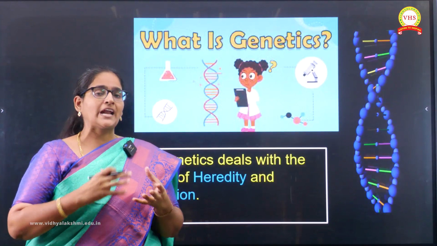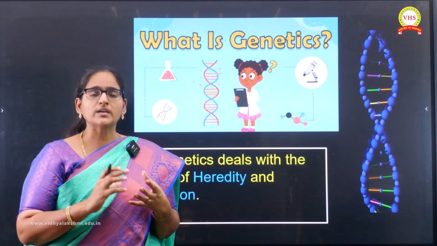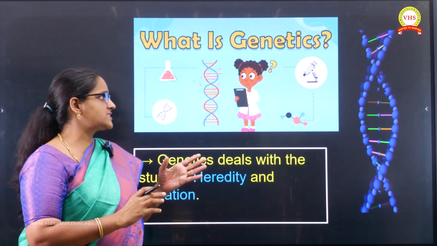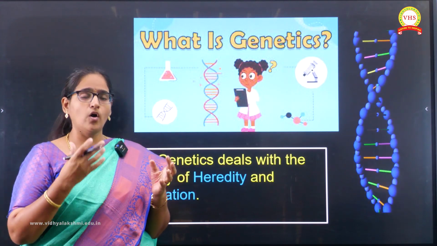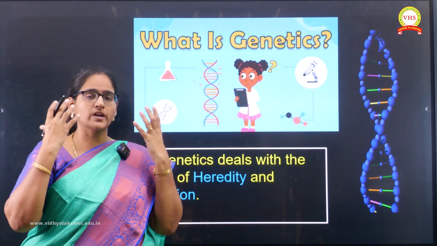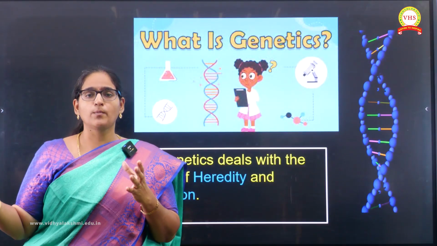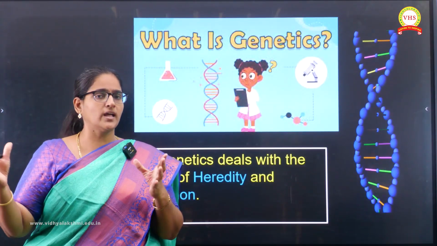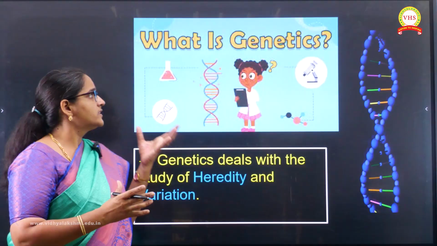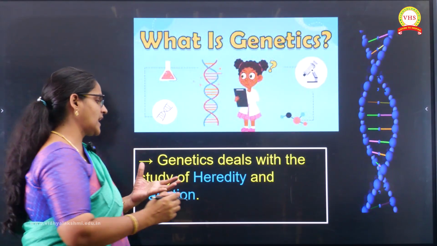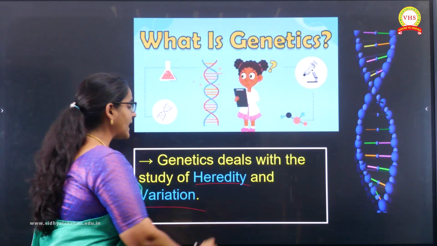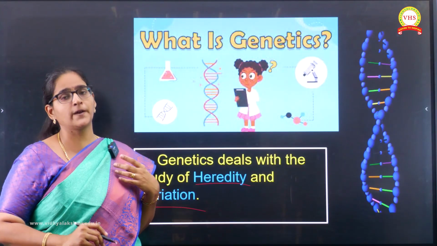So here we are entering into the chapter. What is called genetics? Genetics is a field of science, like how we study botany. Botany is the study about plants. Zoology is the study about animals. Like that, genetics is the field of science where we study heredity and variation.